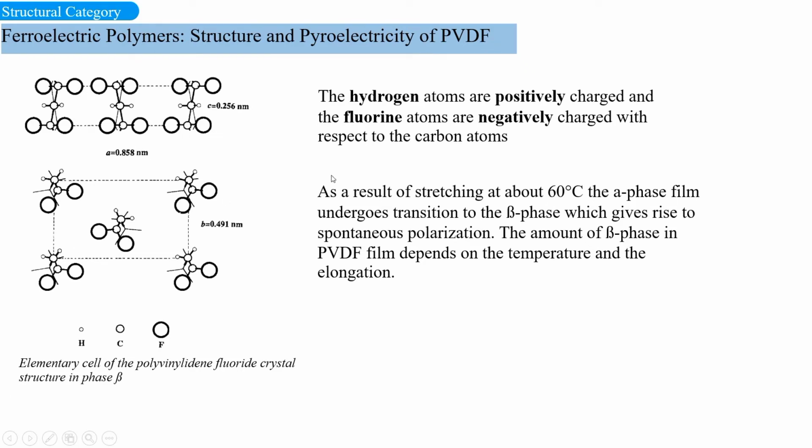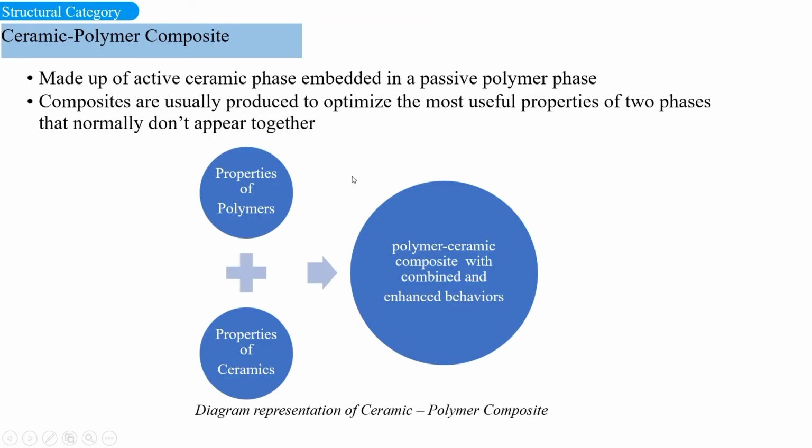Once about 60 degrees Celsius is applied onto this structure, it starts to stretch at 60 degrees Celsius from the alpha film to the beta phase. Due to this, it will give rise to spontaneous polarization. The amount of beta phase in PVDF film depends on the temperature and also the elongation. In this structure, the hydrogen is positive and the fluorine atoms are negatively charged.